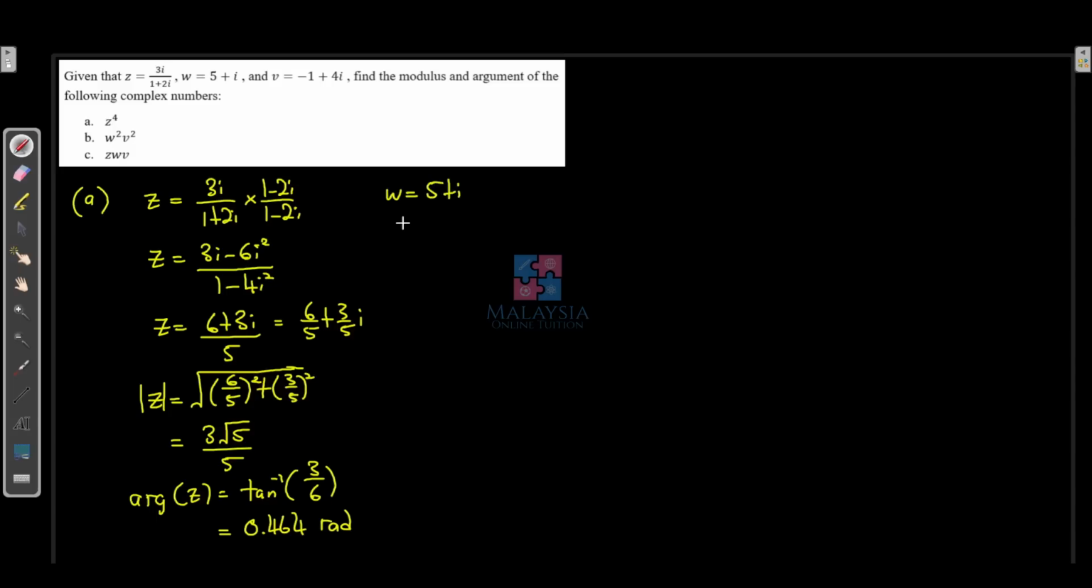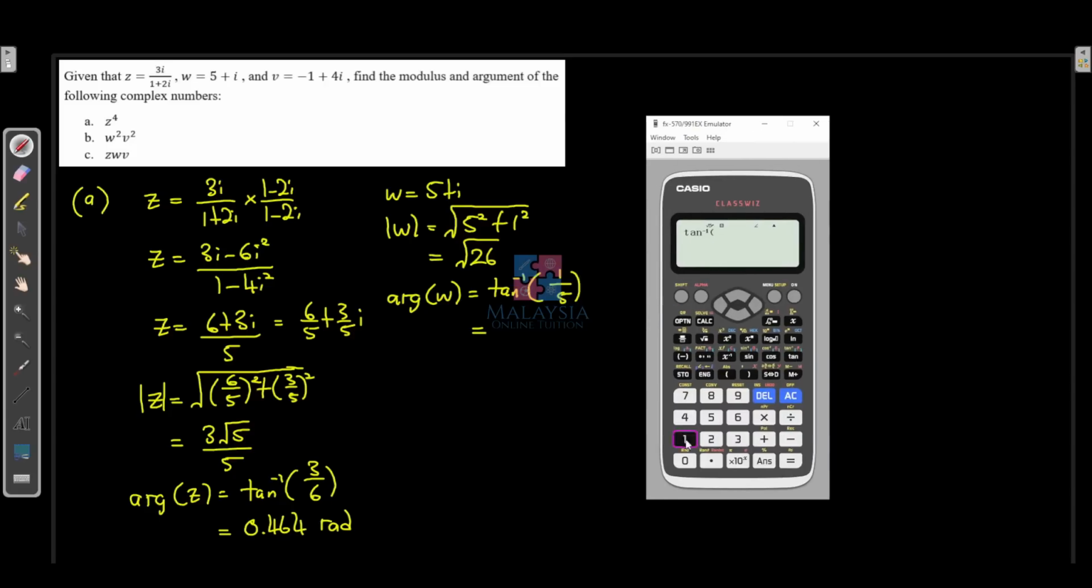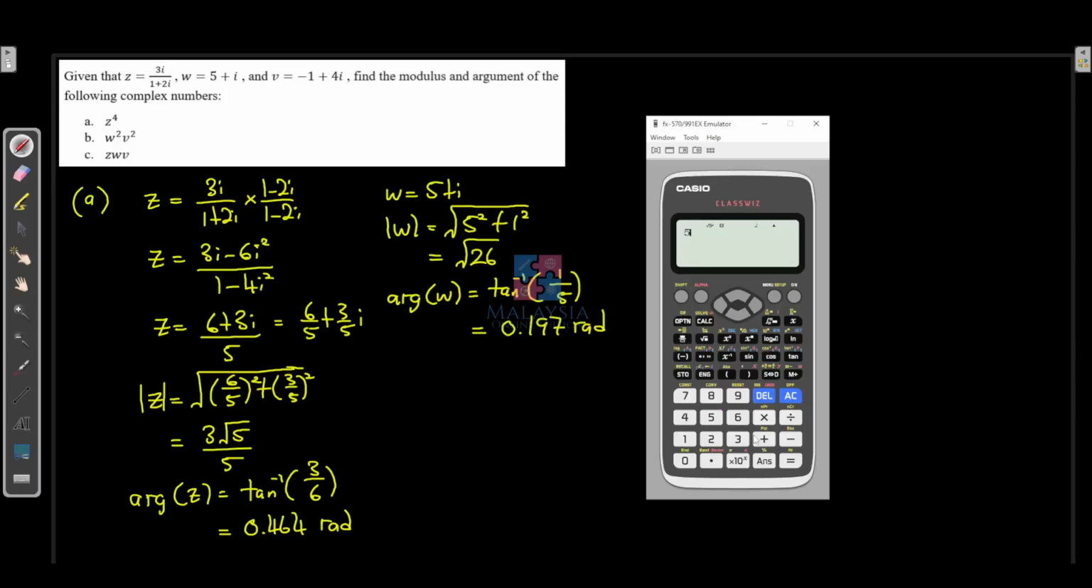So 5 plus i. As usual, the modulus is going to be square root of 5 squared plus 1 squared, which is square root 26. And then the argument of w, we have tan inverse of 1 over 5, which gives 0.197 radian. Done. Let's check again whether the modulus and argument are correct. For 5 plus i, we get square root 26 and 0.197.